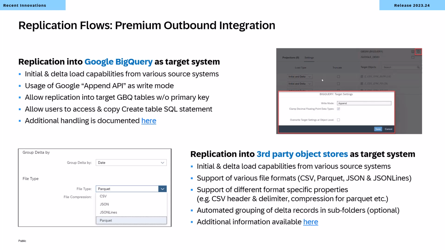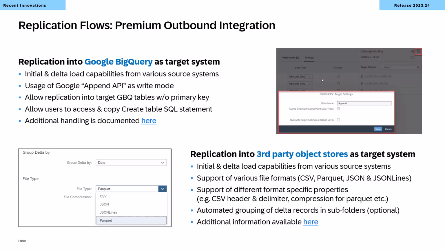On the other hand, for those third-party object stores, also initial data load capabilities are available. And then, of course, since these are file-based systems, right, it supports a variety of different file formats, like the traditional CSV, but also Parquet, JSON, and JSON lines. And also, depending on that file format, there are different specific properties available. And yeah, also that is quite well documented on the online help documentation.